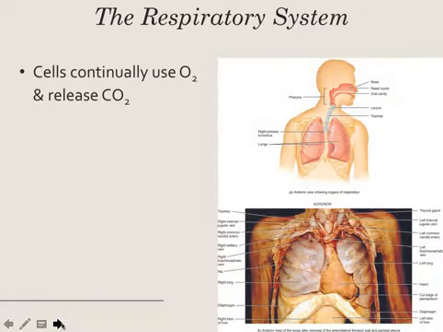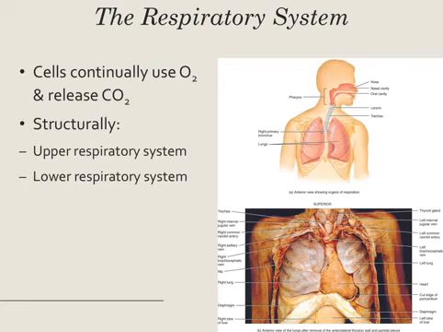So in the respiratory system, what we're really talking about is how cells are going to be using oxygen and releasing carbon dioxide. Therefore, we have to get the oxygen somehow to the cells, and we have to get that carbon dioxide out of our bodies. So that's the main job of our respiratory system.